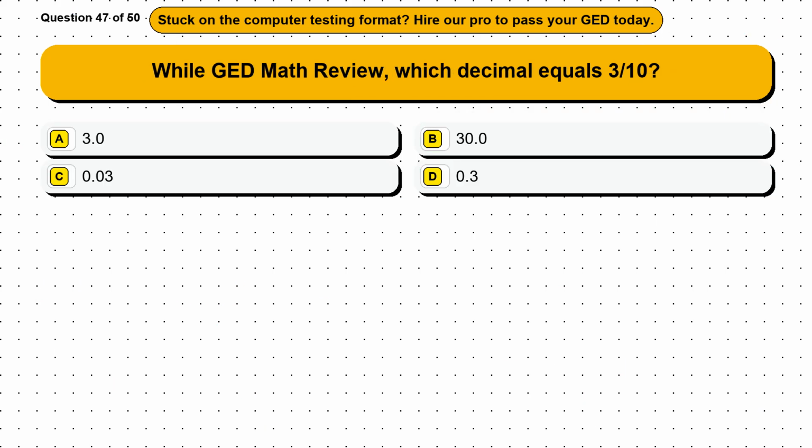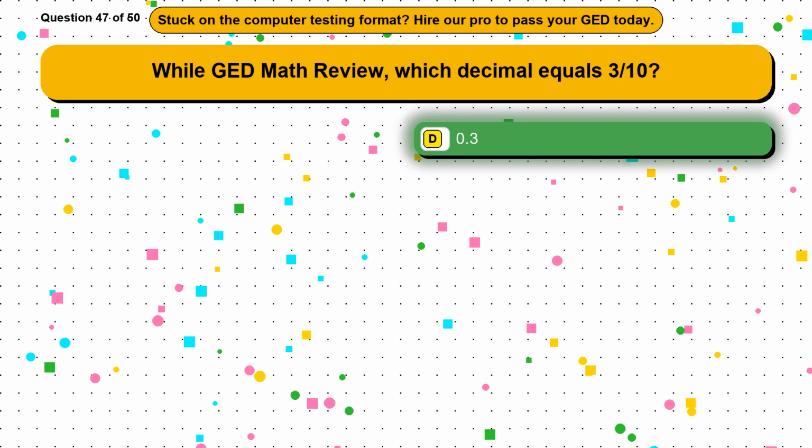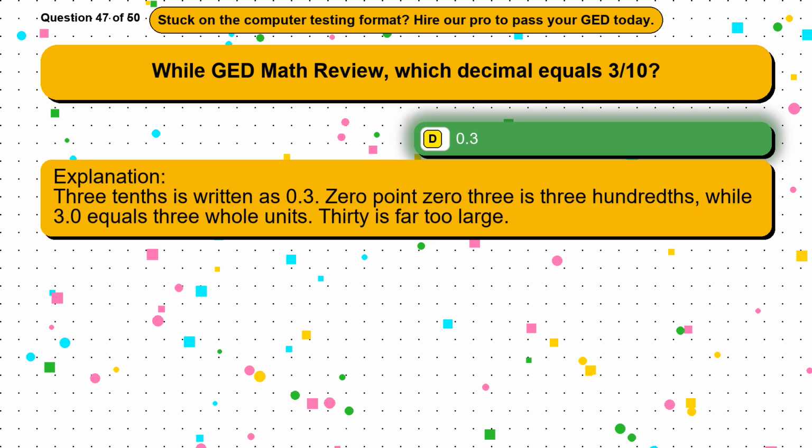Question 47. While GED Math review, which decimal equals 3/10? Option A, 3.0. Option B, 30.0. Option C, 0.03. Option D, 0.3. The correct answer is option D. 0.3. 3/10 is written as 0.3. 0.03 is 3/100ths, while 3.0 equals 3 whole units. 30 is far too large.